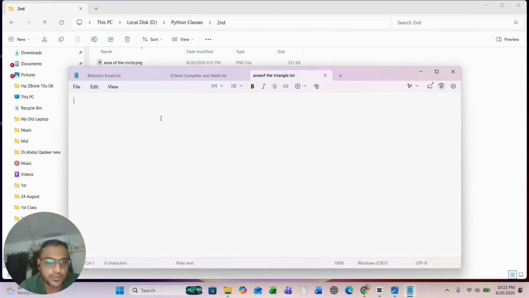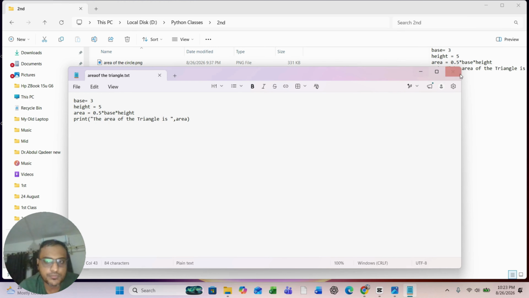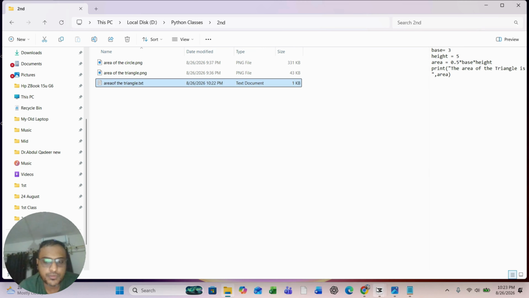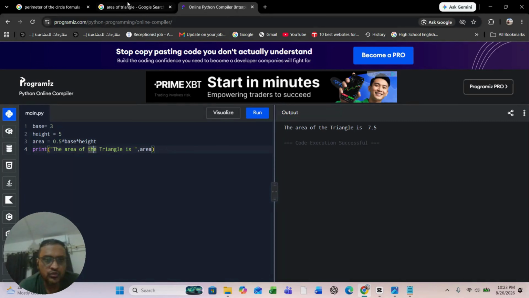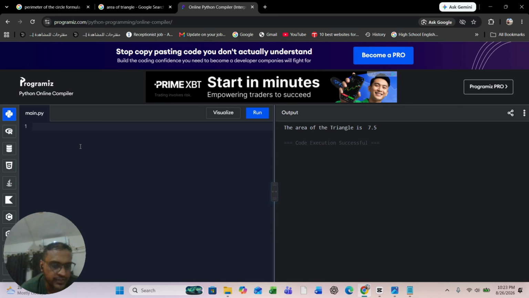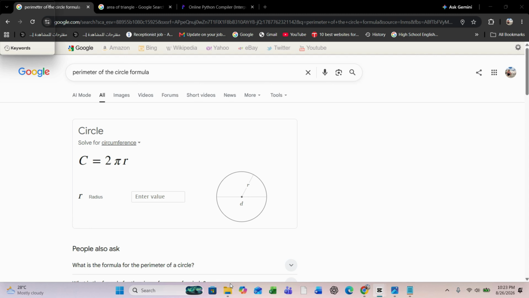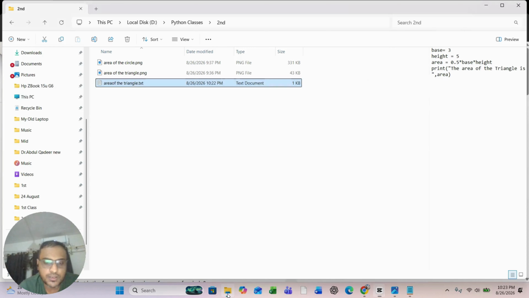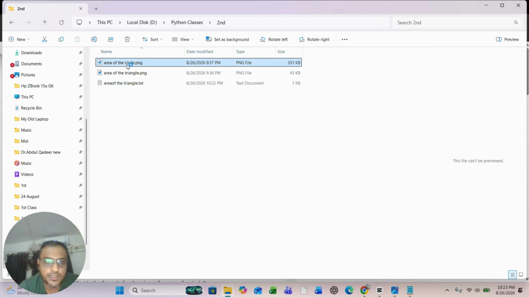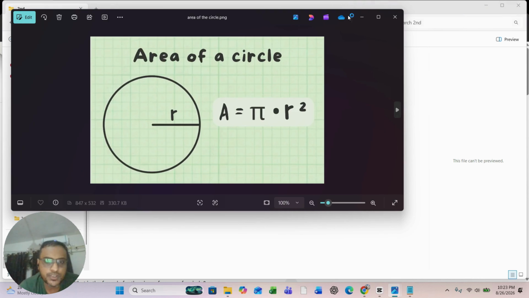This is the area of the triangle formula code. Okay, so next I generate the area of the circle. Consider the area of the circle. Let's suppose this is the area of the circle. As you know, the area of the circle is pi r square.